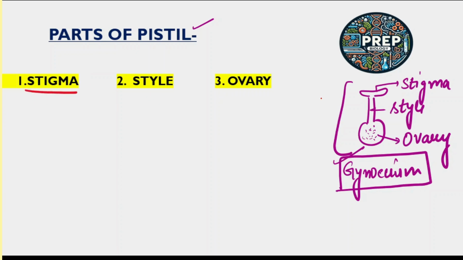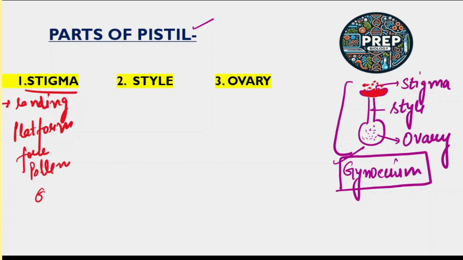Stigma, first of all, this is the stigma part, which is the landing platform for the pollen grains. Where pollen grains land, that part is called the stigma. This represents the landing platform for pollen grain. Okay, this is the stigma.